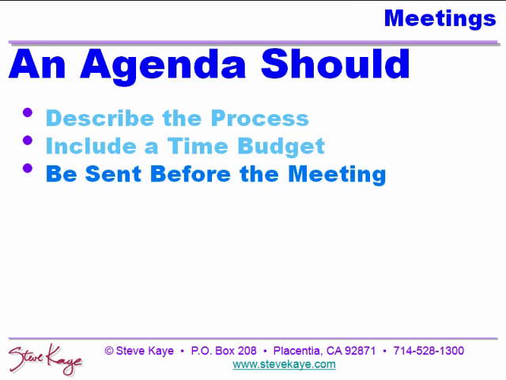And the third bullet says that an agenda should be sent before the meeting. This is critical. Now, I realize there can be exceptions. You may have an emergency where you must call a meeting immediately. However, if at all possible, the agenda should be sent at least a day before the meeting. And this is important because it allows people time to understand the agenda and then manage their participation so they come prepared to work with you toward your goal.